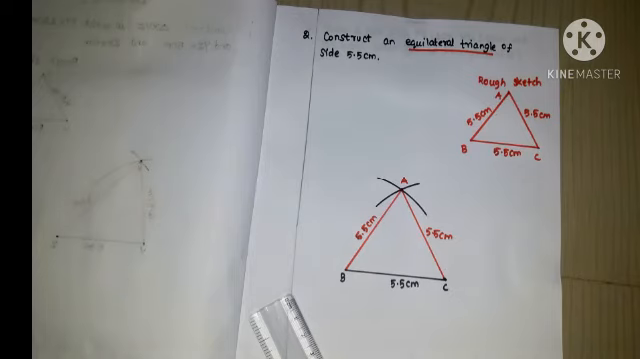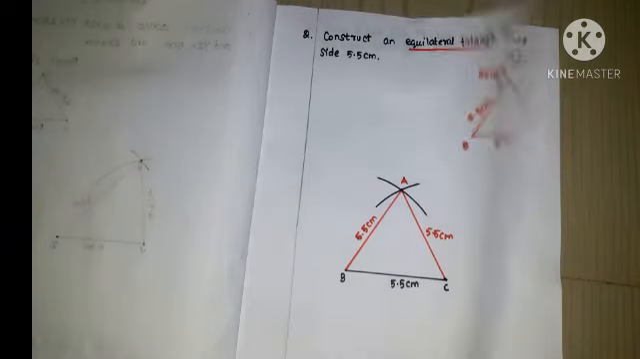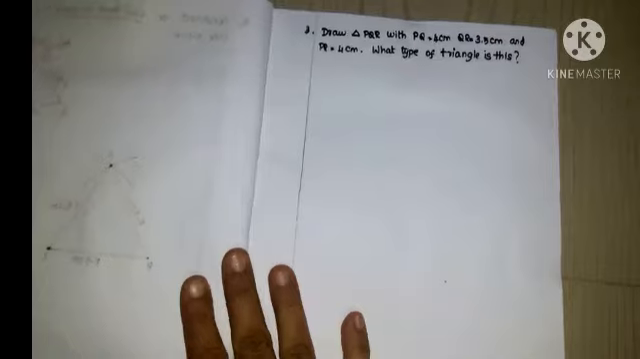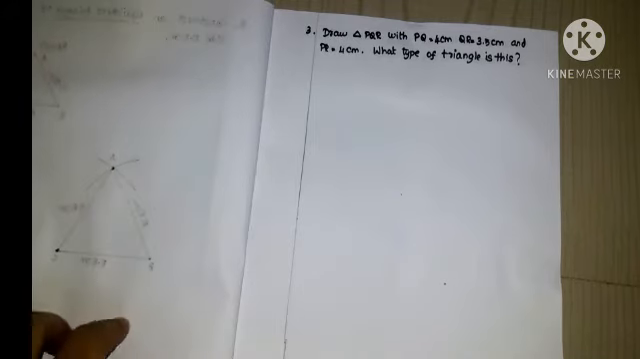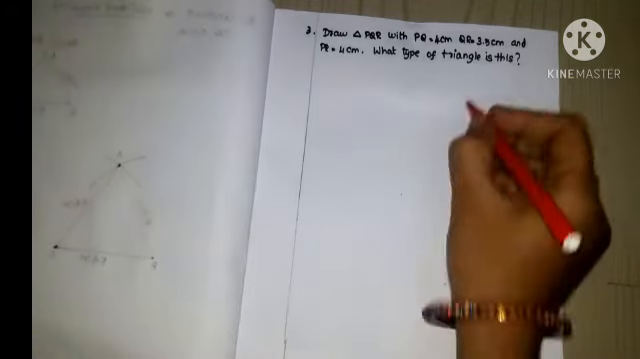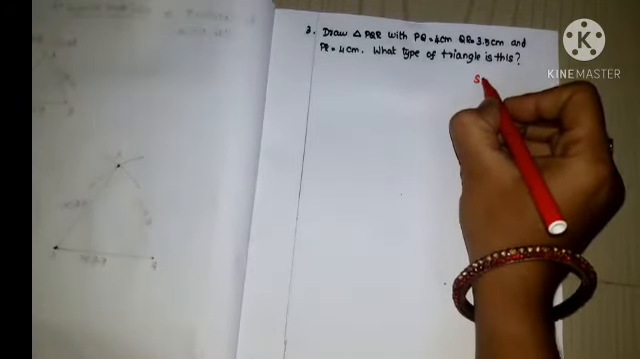So now I move on to the next question. Draw the triangle PQR with PQ equal to 4 cm, QR equal to 3.5 cm and PR equal to 4 cm. What type of triangle is it? So again we have to start with the rough sketch.